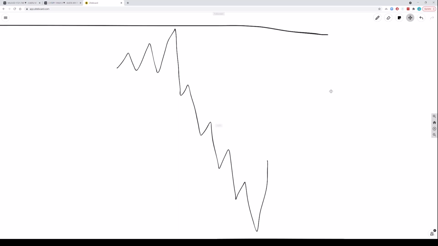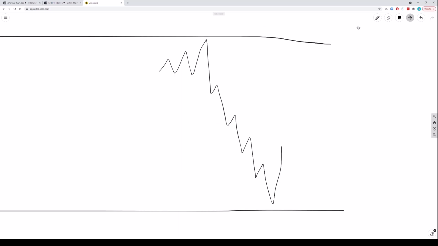Okay, so let's look at a bit of market structure. All right, so let's say this is a H4 time frame, right? And we had price come and hit a daily bullish order block here. Price came and hit a daily bullish order block, and as soon as it hit the daily bullish order block, it broke market structure.